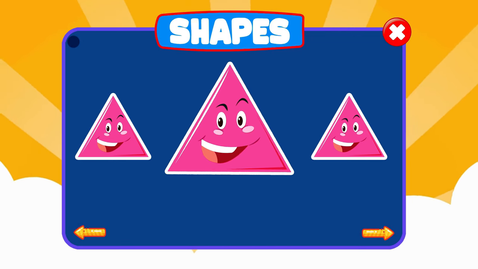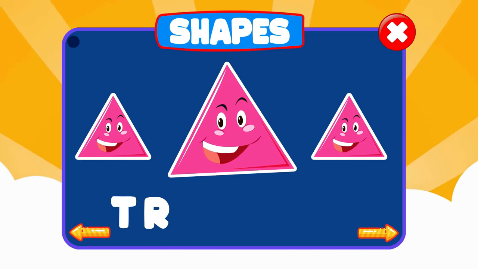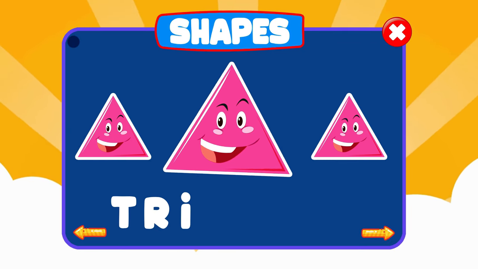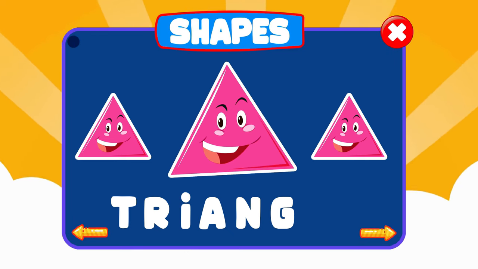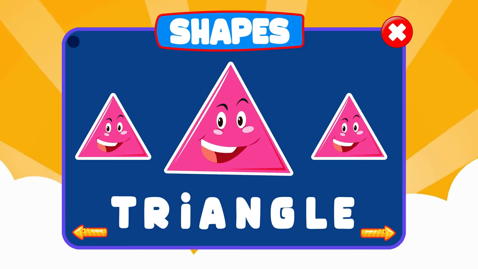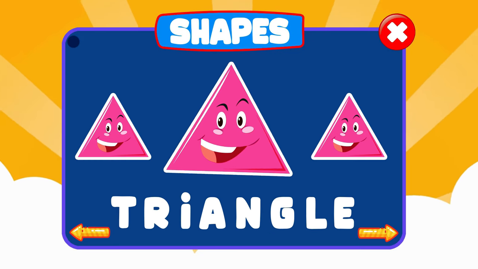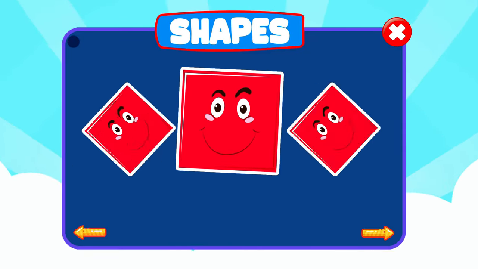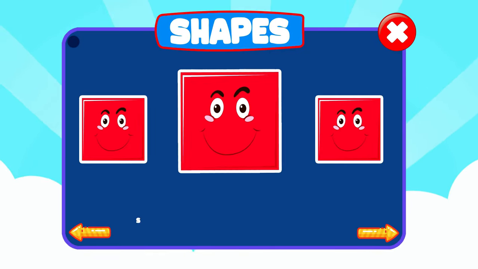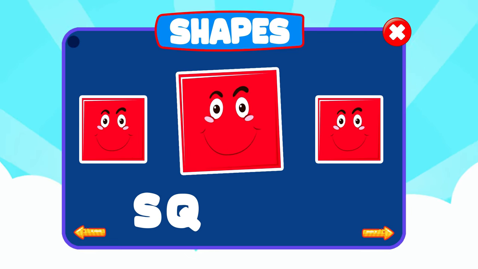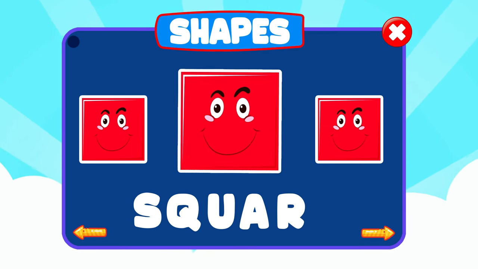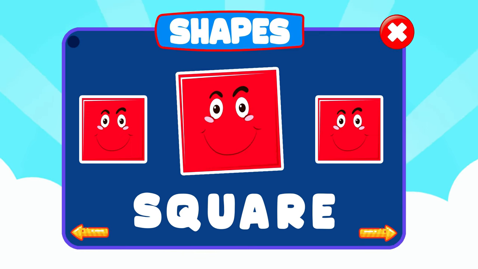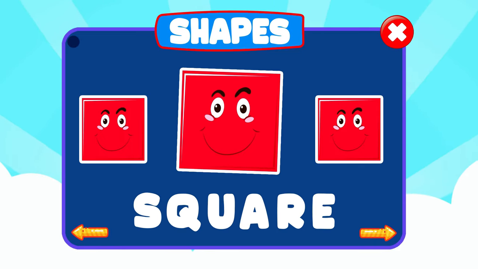Triangle. T, R, I, A, N, G, L, E. Triangle. Square. S, Q, U, A, R, E. Square.